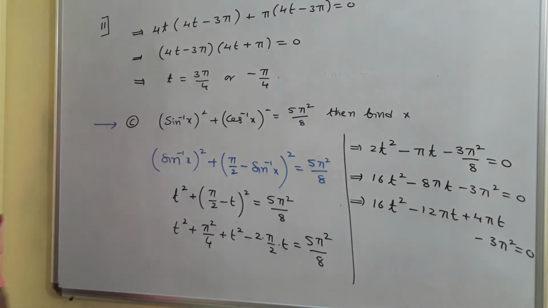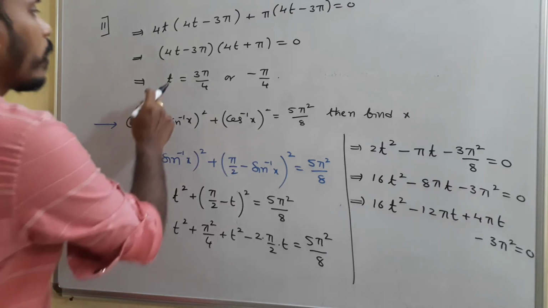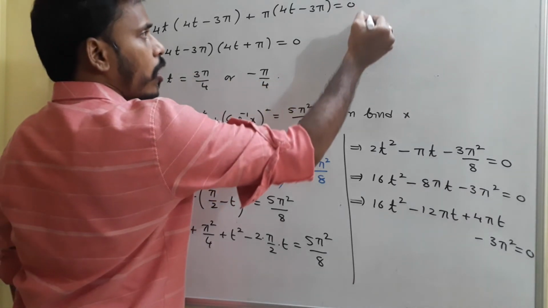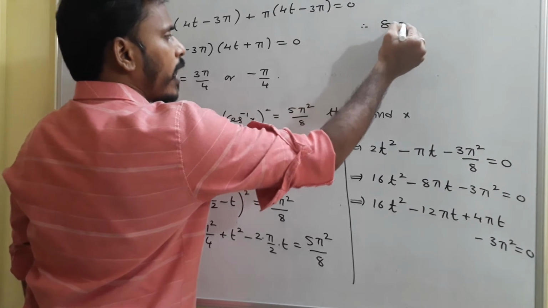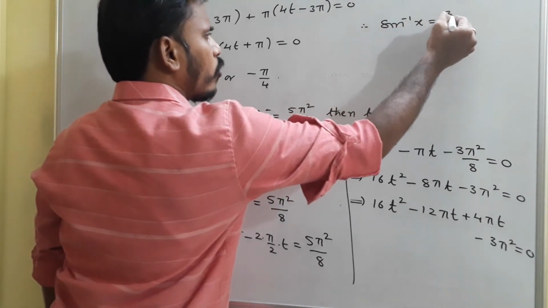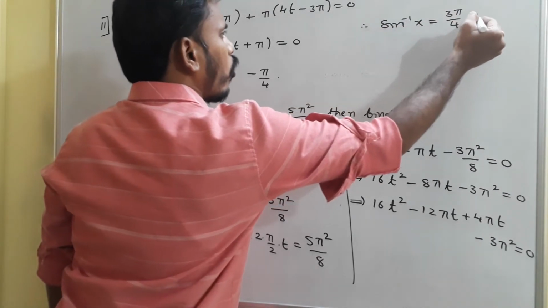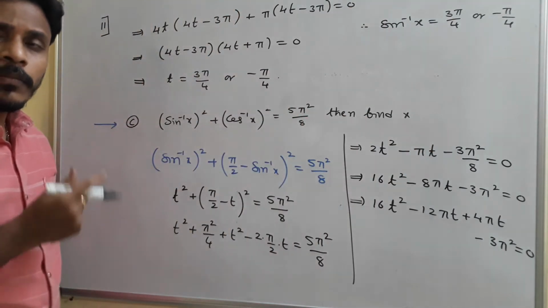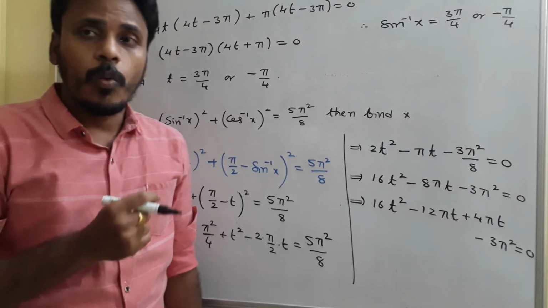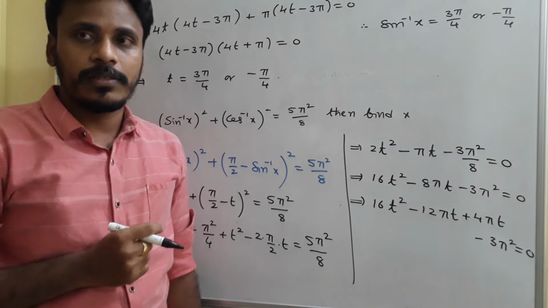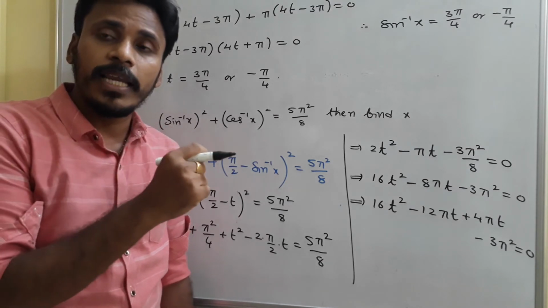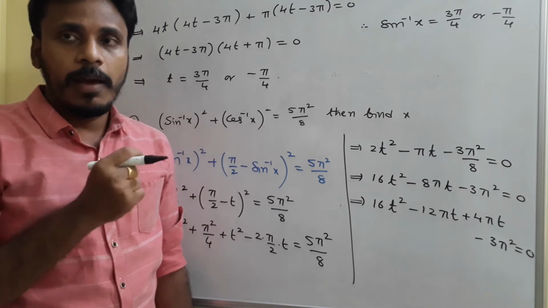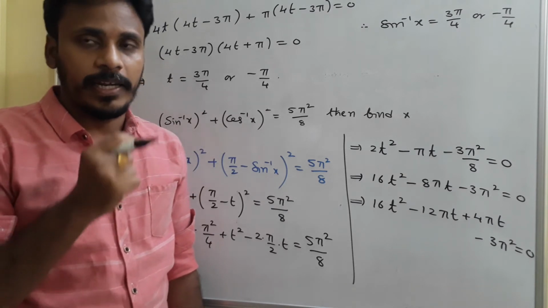So what is t actually? T is sin inverse x, right? Since t is sin inverse x, replace it like this. Therefore sin inverse x is equal to 3 pi by 4 or minus pi by 4. So just think a minute. What is the range of sin inverse x? Sin inverse x is from minus pi by 2 to pi by 2, minus 90 degrees to 90 degrees.